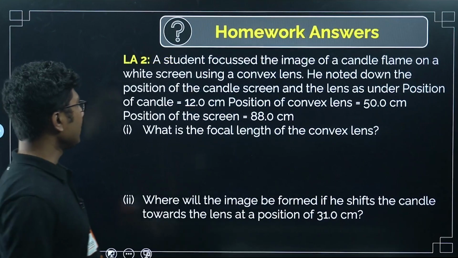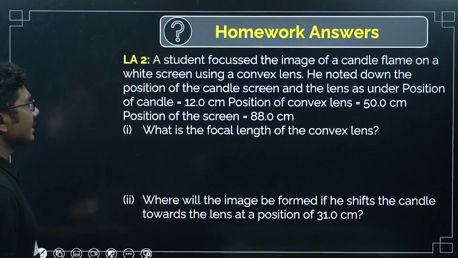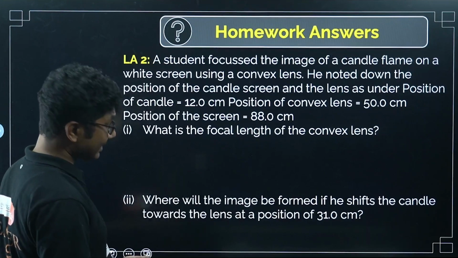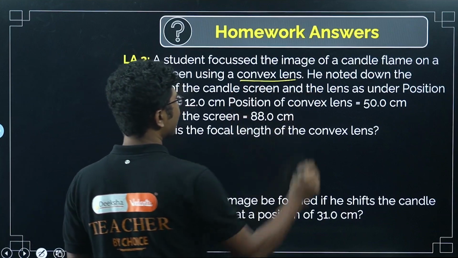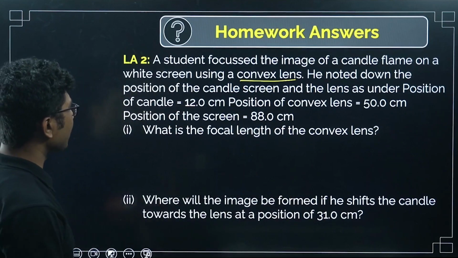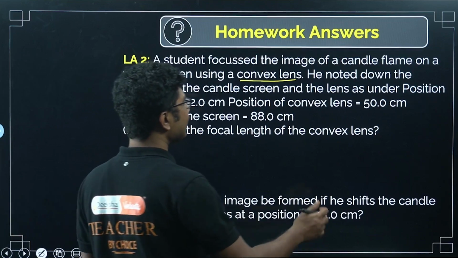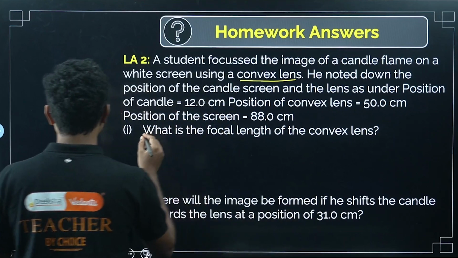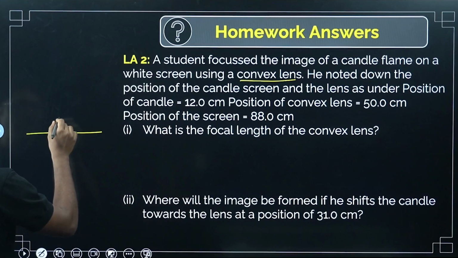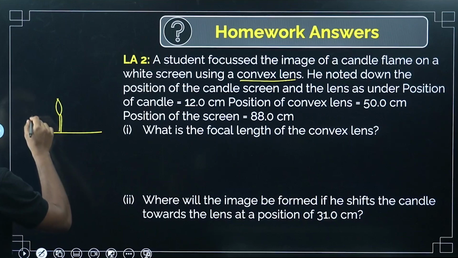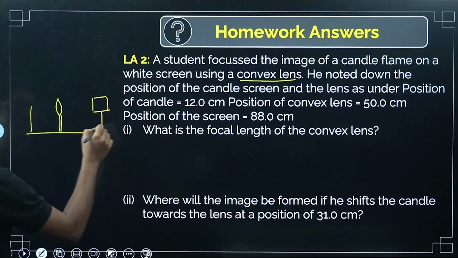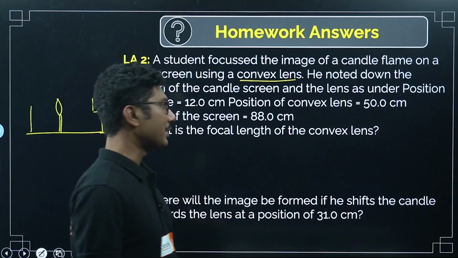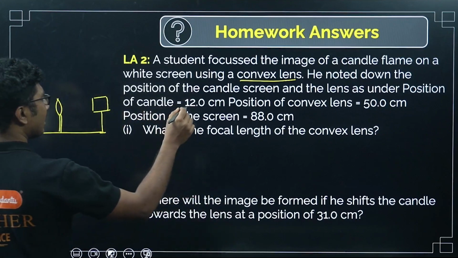Now another question: a student focused the image of a candle flame on a white screen, similar question, using a convex lens. Here the nature of the lens is mentioned. He noted down the position of the candle, screen and the lens. Basically you are doing the experiment in a system called an optical bench, where you place the lens at some distance, you place one object, and then you place a screen. These are the basic structure of an optical bench. Now what are the main distances?